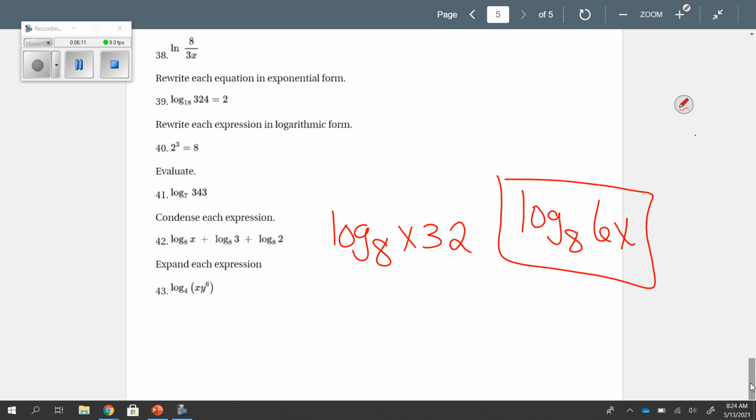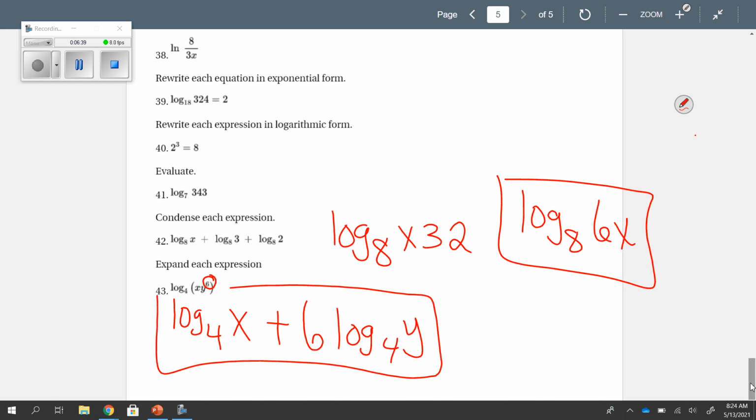And then finally, number 43, expand each expression. All right, so we have log 4. Expand means get bigger. They're right next to each other, so that means multiply. Multiply really means add. So log 4 of x plus this 6 with y goes in the front, like I just said, 6 log 4 of y. And we're done.